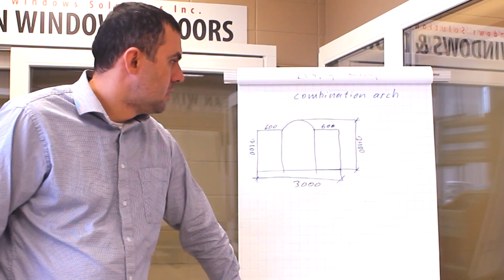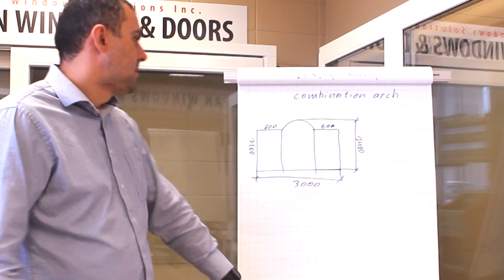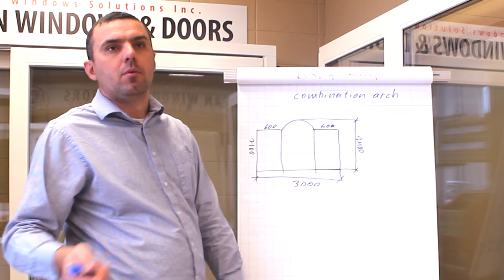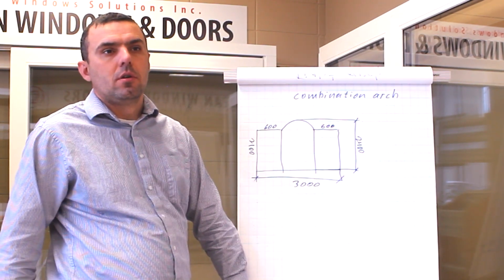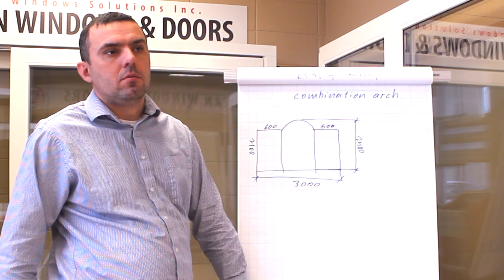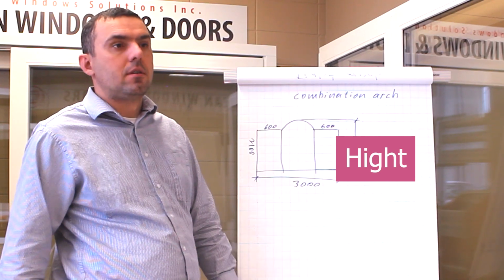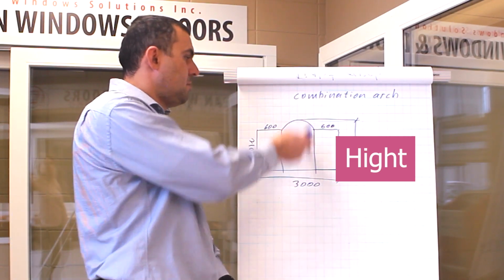I guess that's it. And it can be half a circle, it can be whatever, but we need to know the total height. If you don't know if that's a half circle or not a half circle, just give me the total height.